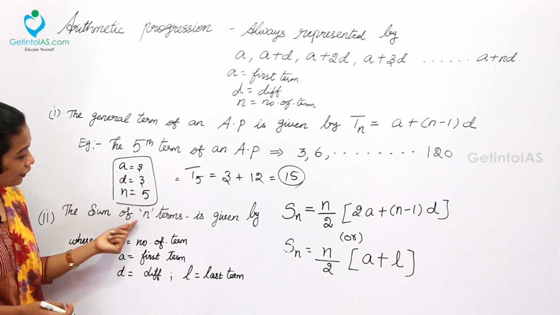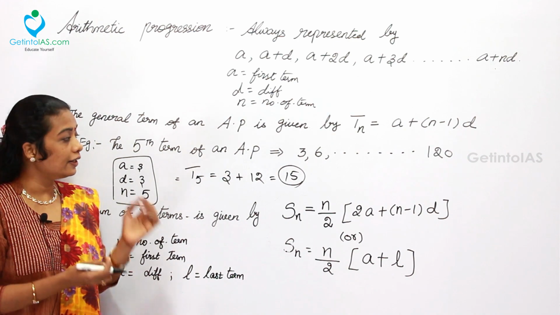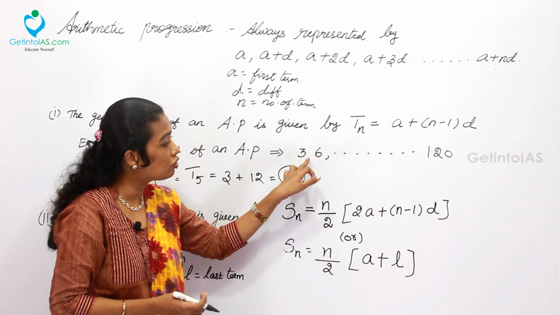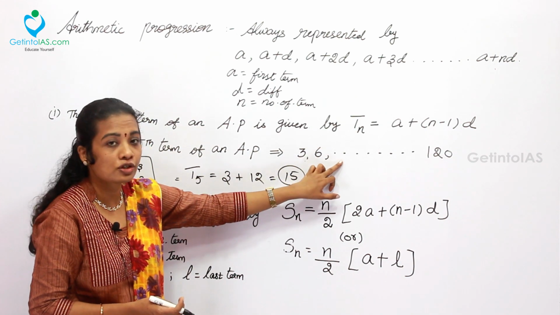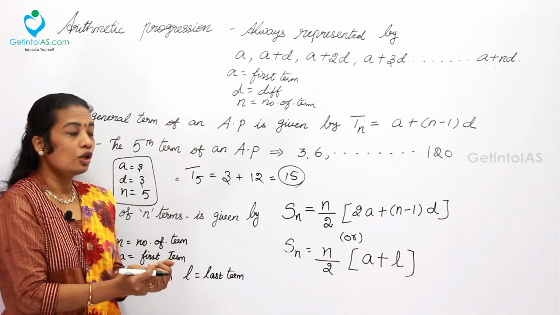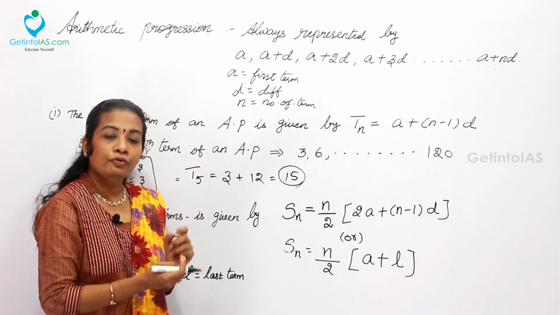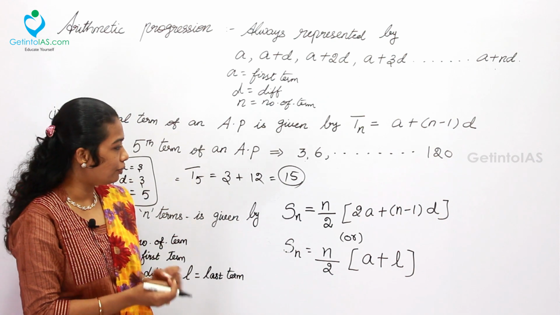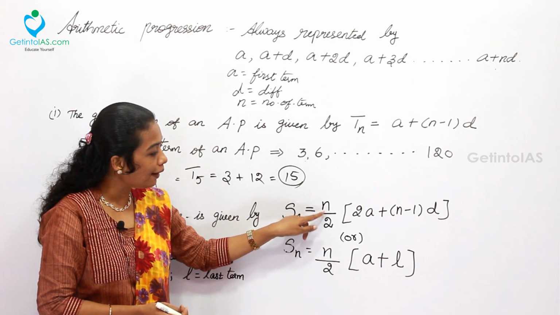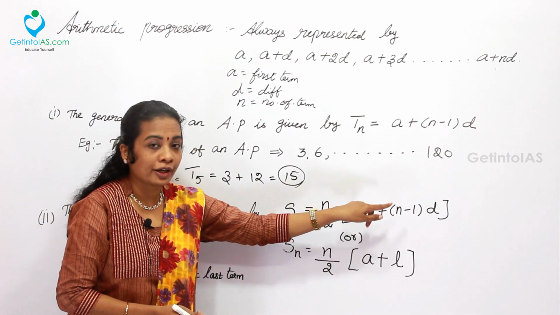The next concept: the sum of n terms is given by. Sometimes in the examination, they may ask you to find the summation, that is 3 plus 6 plus the next term. Without knowing the terms, you would have to sum up all the terms, and it is not easy to add up all these terms manually. For that, we have the specific formula: summation of n is equal to n by 2 into 2a plus n minus 1 into d.